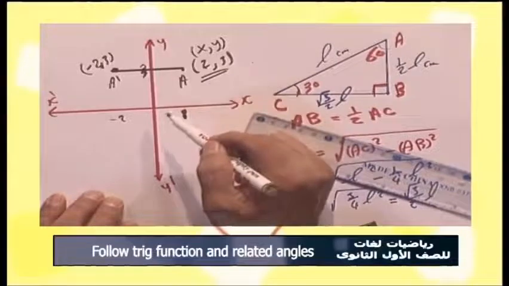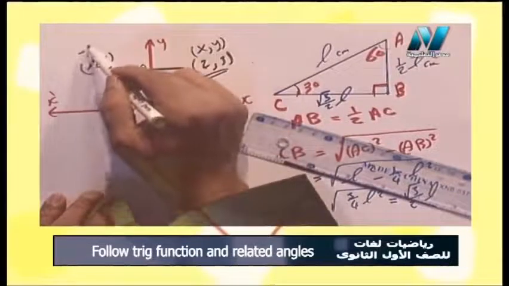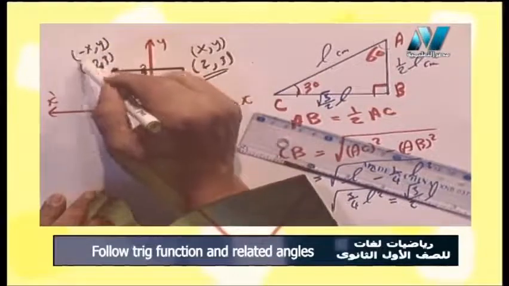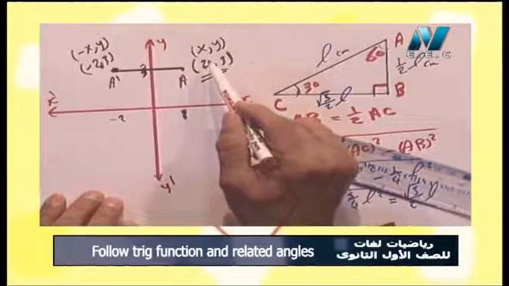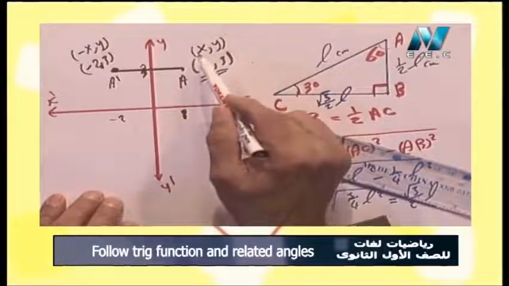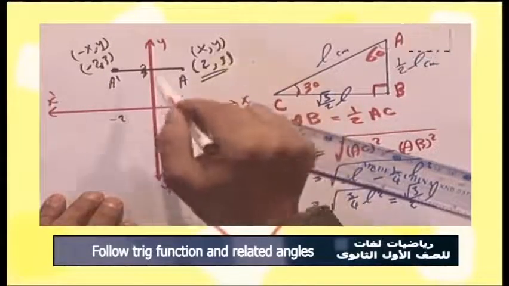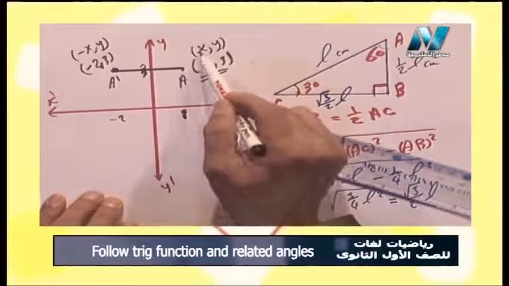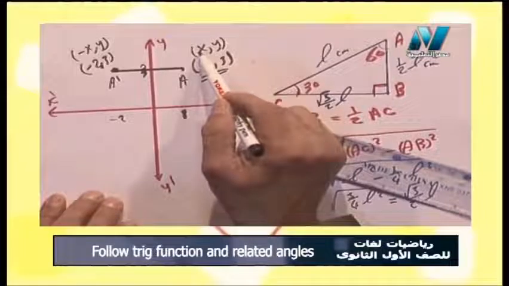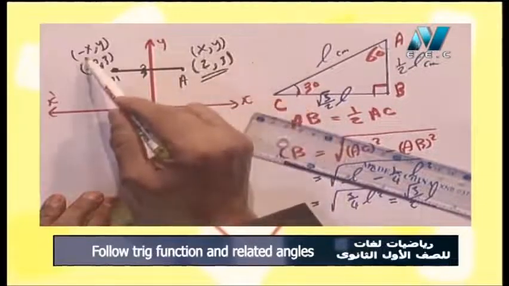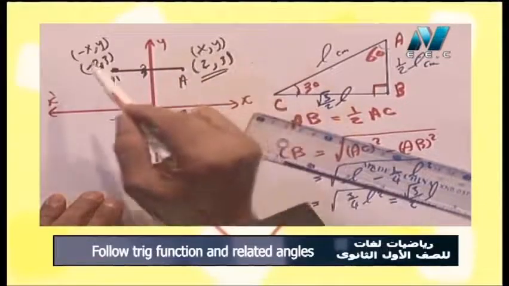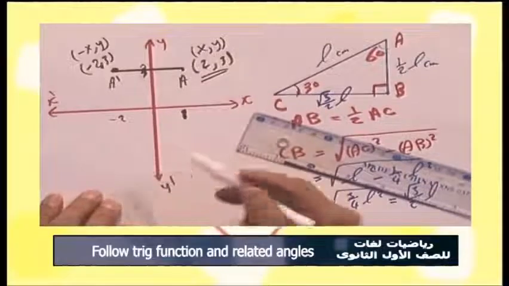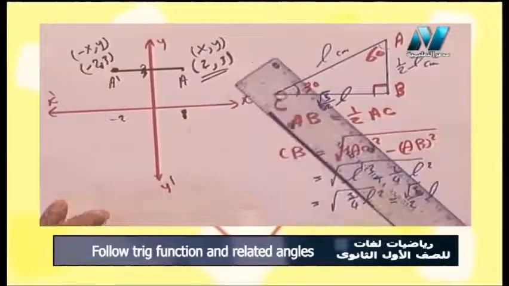You notice that here will be negative x and y. So by reflection of a point x and y in the y-axis, we will change only the x coordinate. If it is positive, then it will be negative. If it is negative, it will be positive. And concentrate also with me.